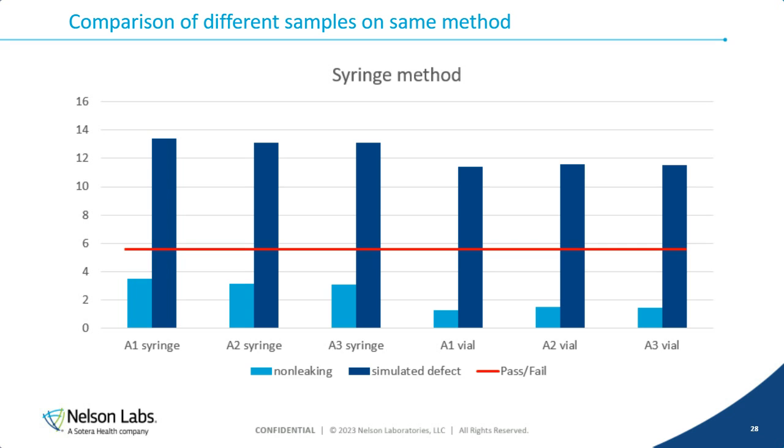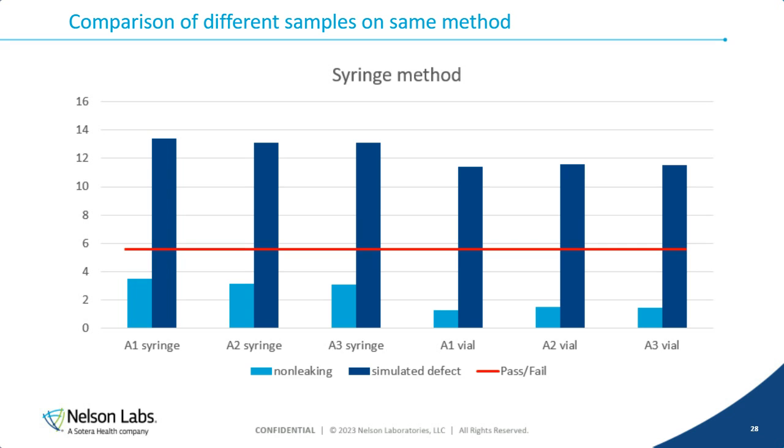The red line here is representative of the pass-fail for the method. Again, it's about 5.5. And anecdotally, this is how the method was run. It was run on the vial samples, and then we added the syringe samples later on. So you can see that the pass-fail is very well balanced, right in the middle of a leaking and non-leaking flow value for that particular setup.